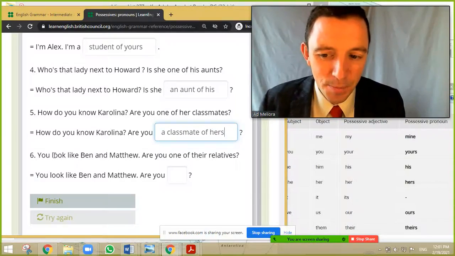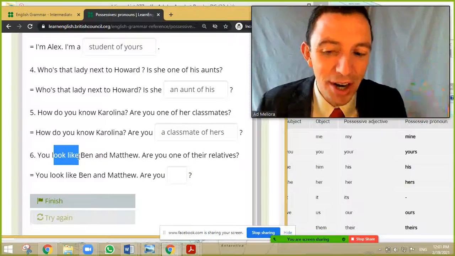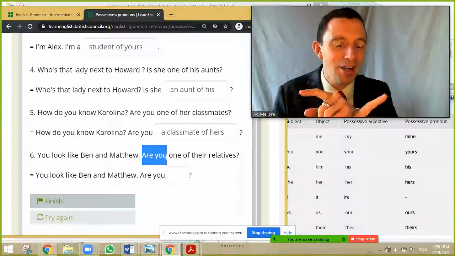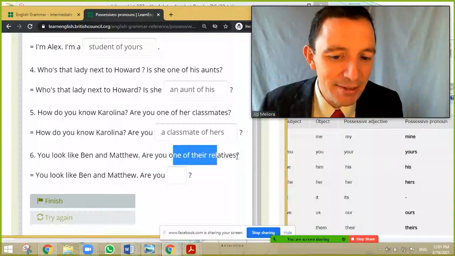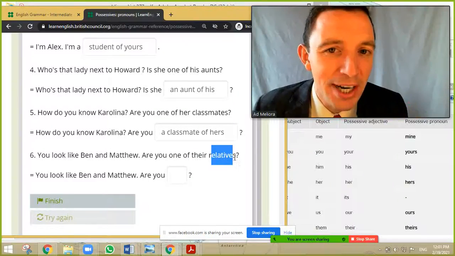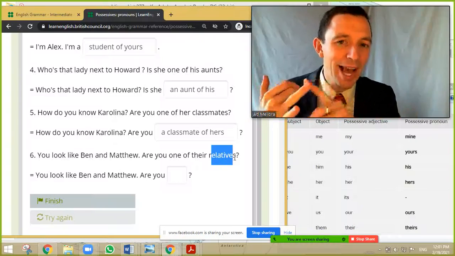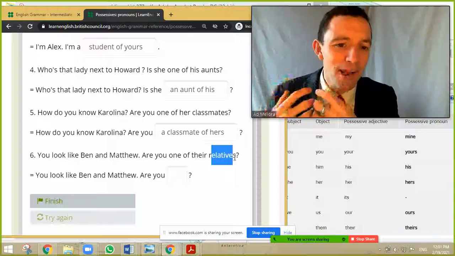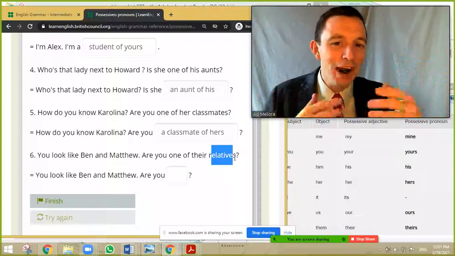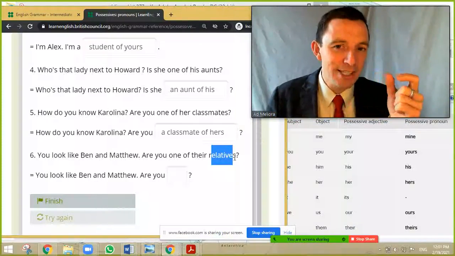Number 6, you look like, resemble, you seem like, you look like Ben and Matthew. Again, question: affirmative, you are, question, are you one of their relatives? So there is the possessive adjective. Relative is a very important word in English. A relative is somebody related to your family. For example, my brother, my auntie, my uncle, my grandfather, or my cousin. So a relative is any member of your family that you are related to by blood or by family. So a relative is the substantive.